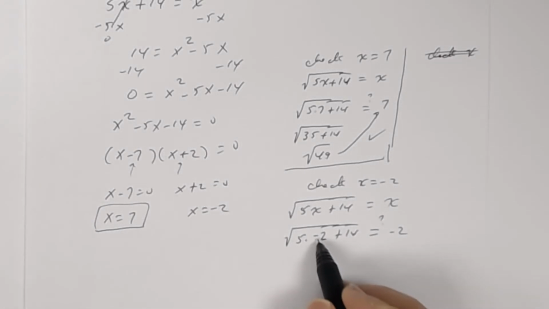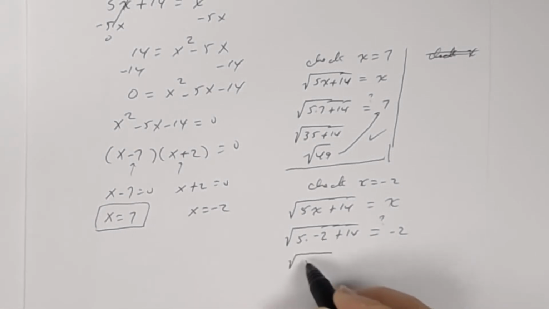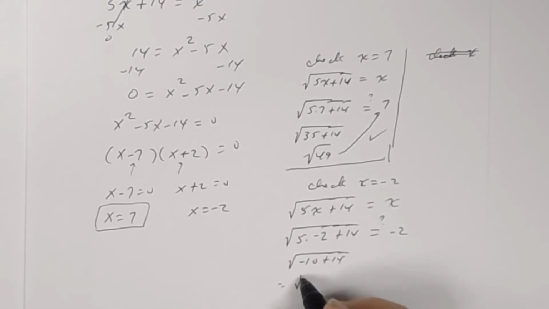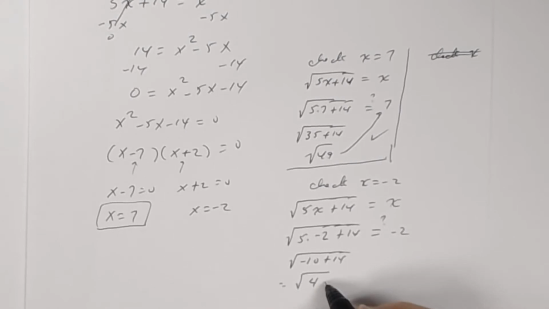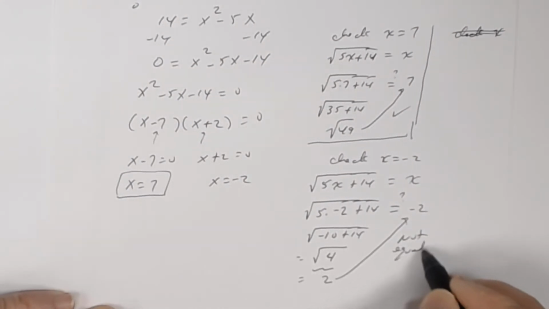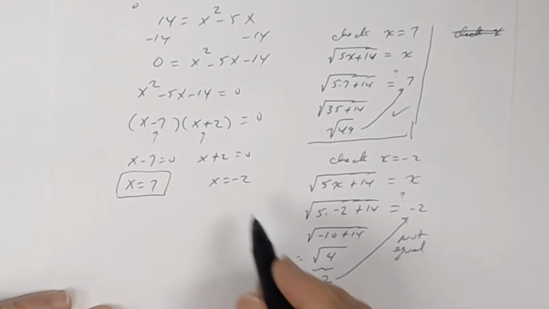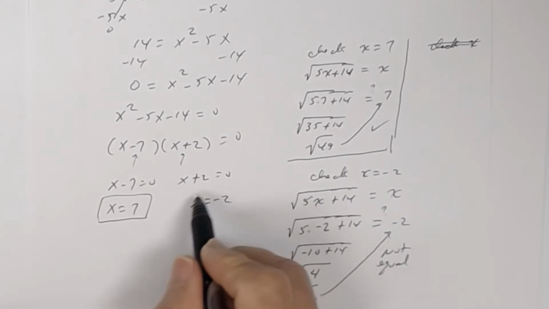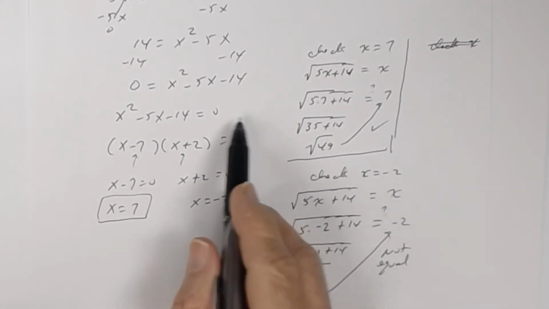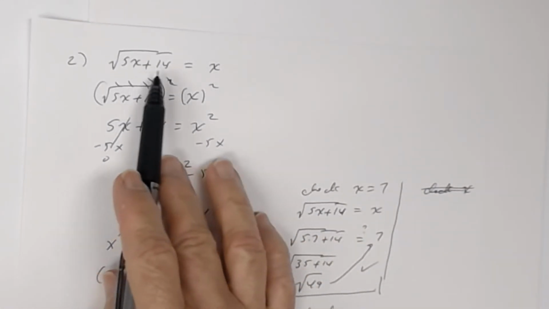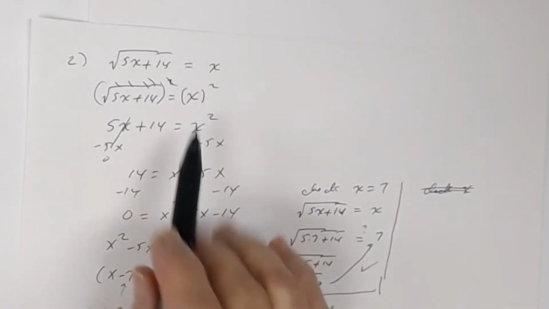Well, 5 times -2 is -10. And -10 plus this 14, the square root of that, gives me the square root of 4, which is 2. And 2 is not equal to -2. So that means that this solution here, now listen to my words, this x equal -2 is a solution to this quadratic, but it is not a solution to the radical equation. So that's a false solution.